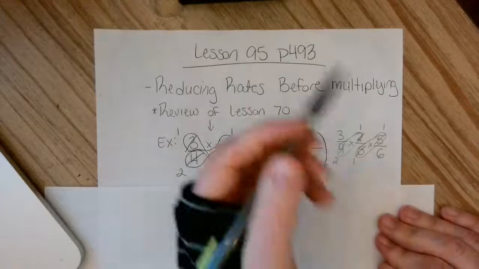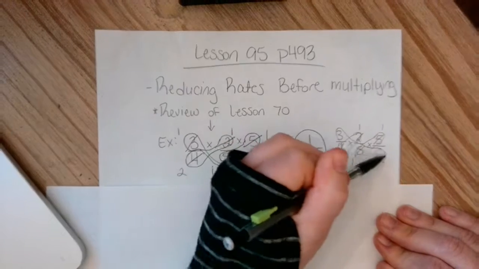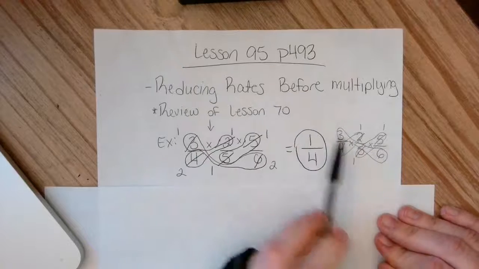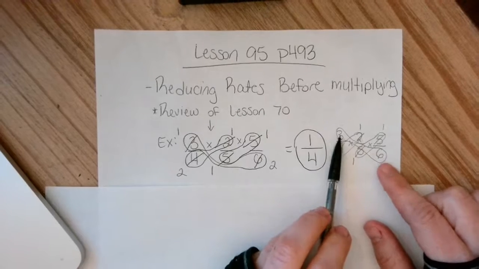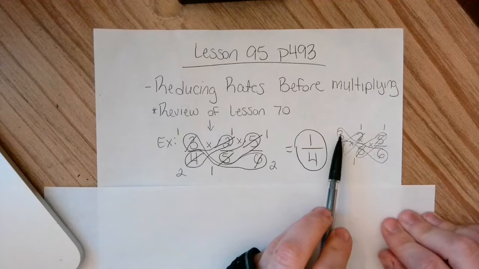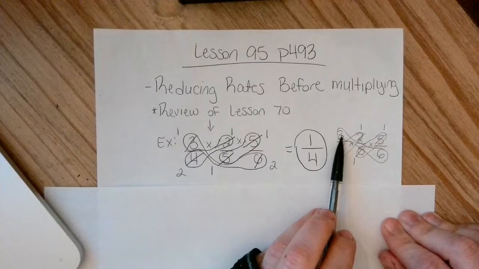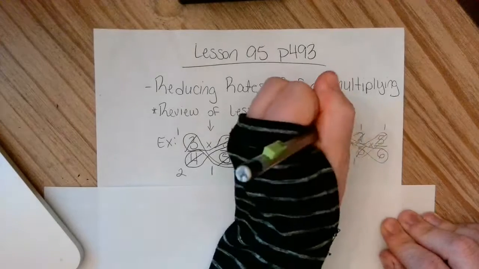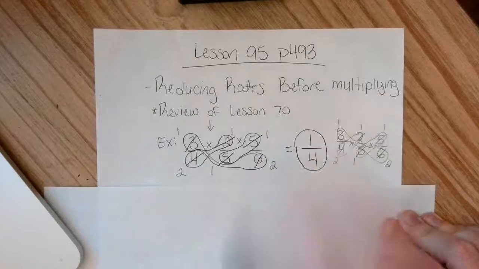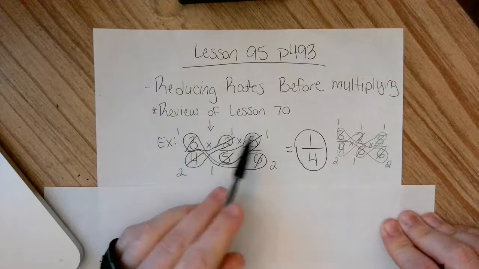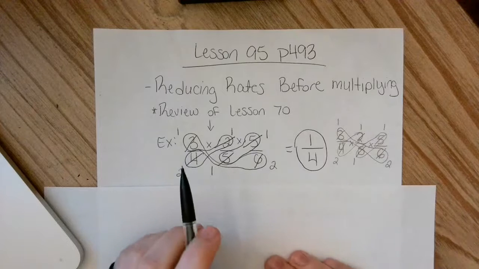Now I'm not done though. I can also pair up 3 and 6. Even though they're not close together, they are still diagonally separate. So a factor that goes into 3 and 6 is 3. So 3 divided by 3 is 1, and 6 divided by 3 is 2, which is how I got these numbers right here. Now I can multiply my new numbers.